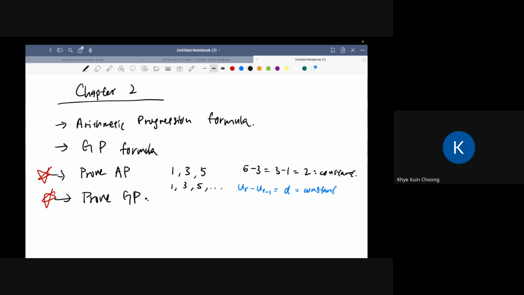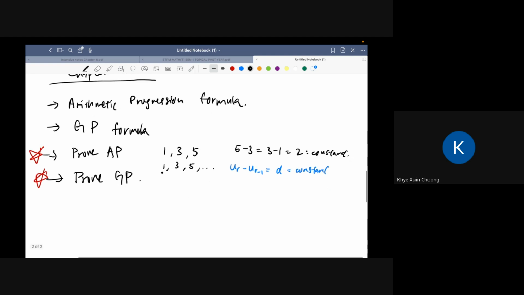Then for GP, it is actually the same. So if you try to prove something, let's say 1, 2, 4. If you only have 3 terms, then you can just divide the third term by the second term and divide the second term by the first term. Then you say that it is a constant. Okay, it is a geometric progression.